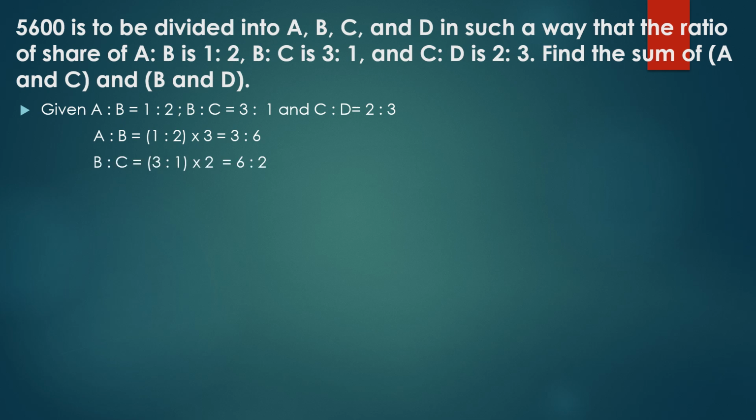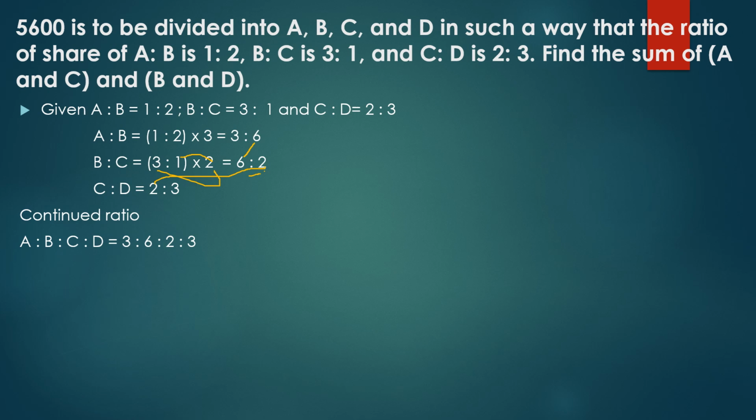Now for B is to C, it is given 3 is to 1. Again multiply with 2 to make the value of B common as 6. So in order to make this 3 as 6, we have to multiply. 3 into 2 is 6 and 1 into 2 is 2, so 6 is to 2. So here you can see A to B and B to C, the value of B is the same. Now given C is to D is 2 is to 3, but here we can see that the value of C in the second case is 2, and in the third case is 2. This is the same, right? So here we don't have to make any changes. So we directly write the continued ratio as A is 3, B is 6, C is 2 and D is 3.